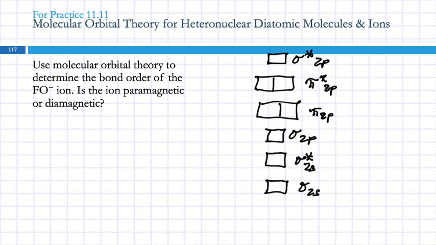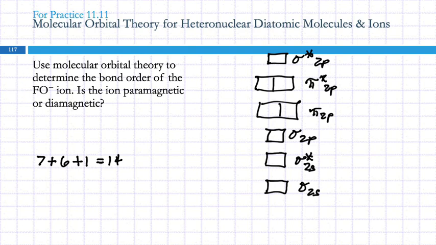FO minus. How many valence electrons? How many does fluorine have? 7. And how many does oxygen have? What group is it in? Oxygen has 6 valence electrons, right? And a negative charge means I have to add 1 more electron. So plus 1. So 14 electrons.